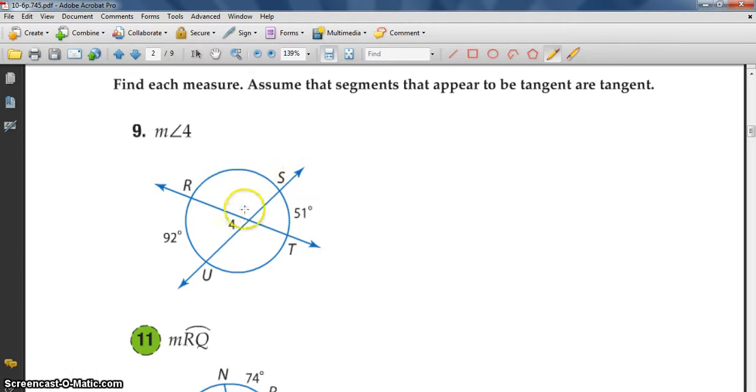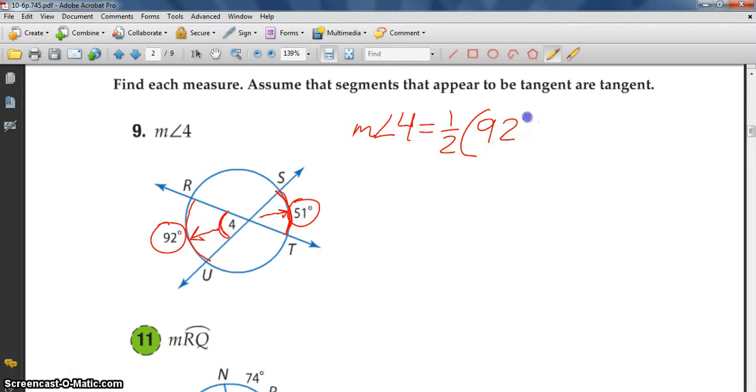We have two secant lines intersecting inside the circle. So that angle right there, look at the arcs that are intercepted. So inside of this angle, we would have this intercepted arc. And then vertical to it, inside of that, we have this intercepted arc. Okay, so 92 on this side and 51 on that side. Now you always have to set it up from the formula or theorem first, which states that the angle on the inside of the circle is equal to half of the sum of the two intercepted arcs. So 92 and 51.